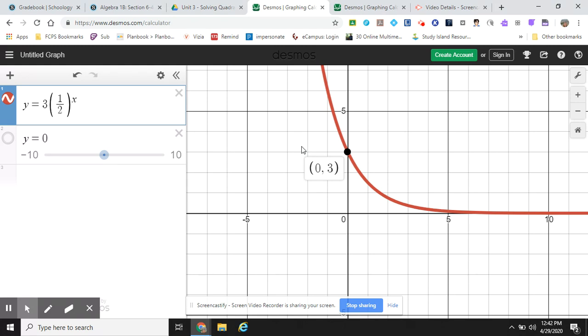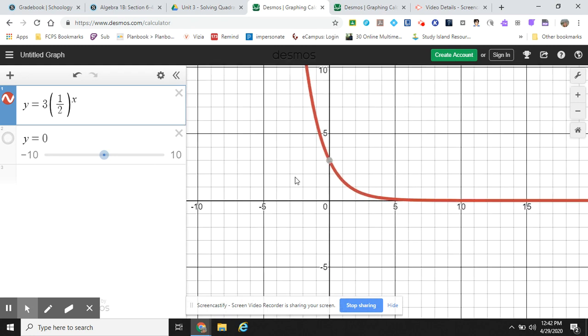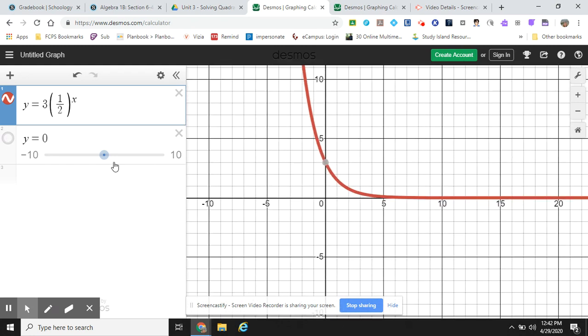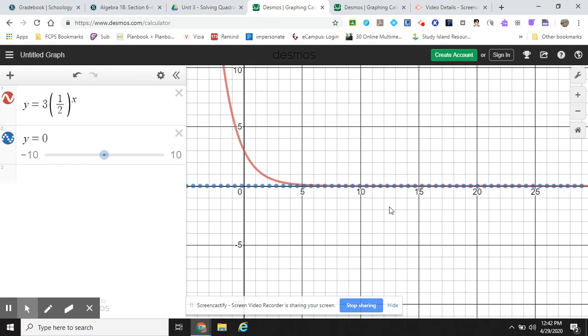And then the last question is, what is the horizontal asymptote? Well, if you successfully did the range, you've got the horizontal asymptote because the horizontal asymptote is also y equals 0. And it is an equation, y equals 0. All right, the very last example.